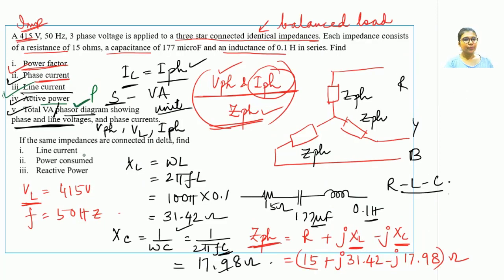Now look over here. The extended part of the question says, if the same impedances are connected in delta, find the line current, power consumed and reactive power. Now this is a very, very important thing. That is why I had asked you to write this question as important, because the first 5 bits were easy. The phasor diagram is also easy, only with the inclusion of the phasor current. This part is very important.